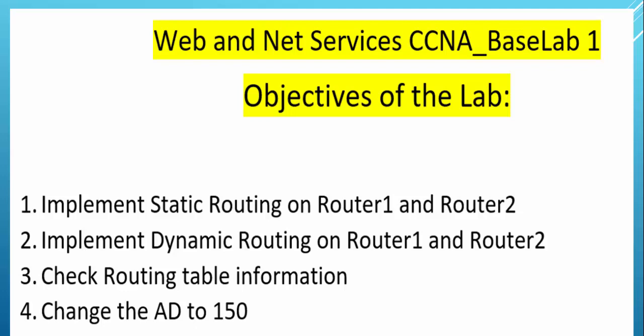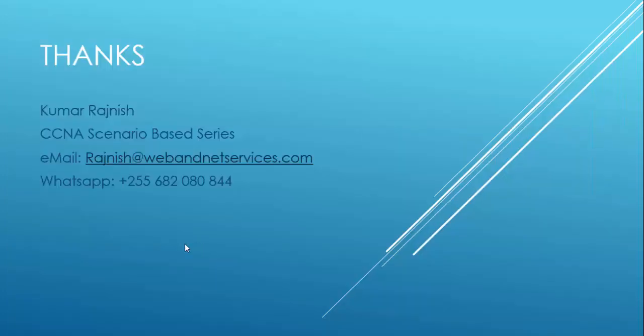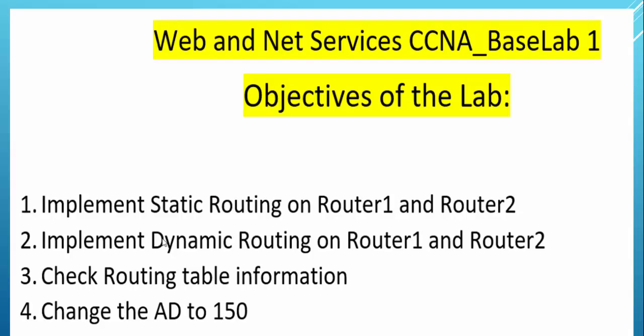So objective 1: implement static routing on both the routers. On the second objective, implement dynamic, no, sorry, it's wrong, not dynamic routing. Here it should be default routing. I will check if I can make changes in this. Implement default routing on router 1 and 2. Then we have to check the routing table information with the help of the show IP route command. Okay, we will see that.